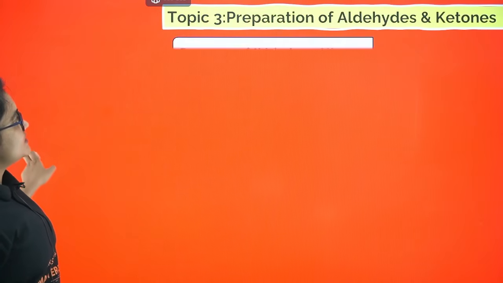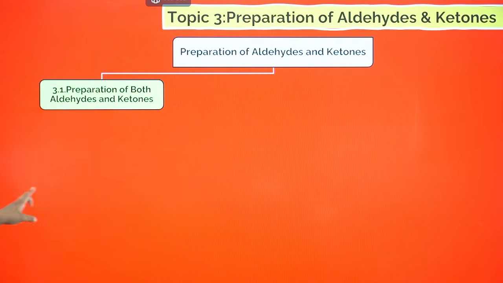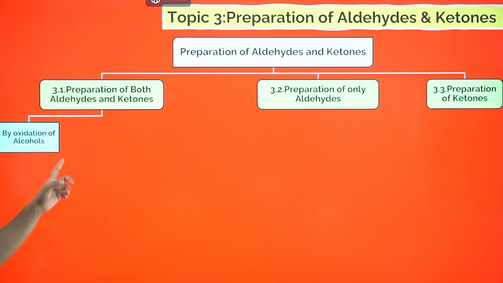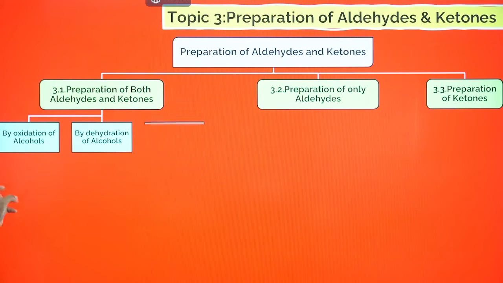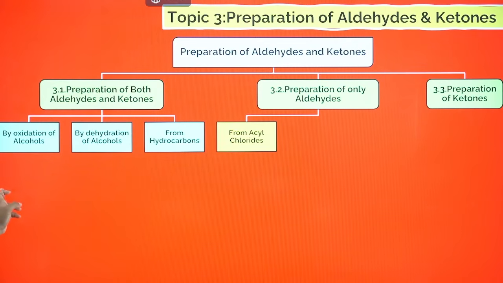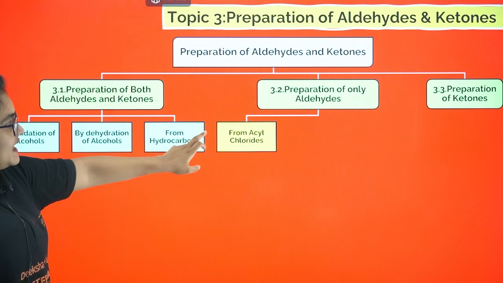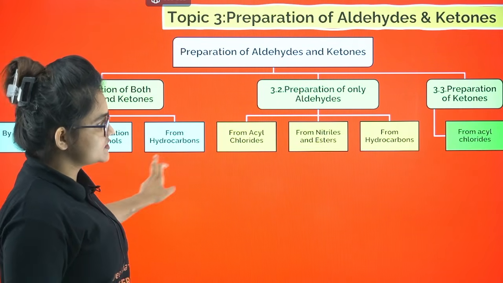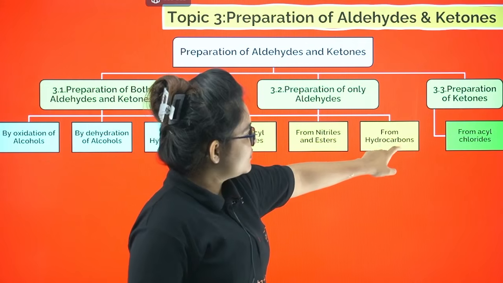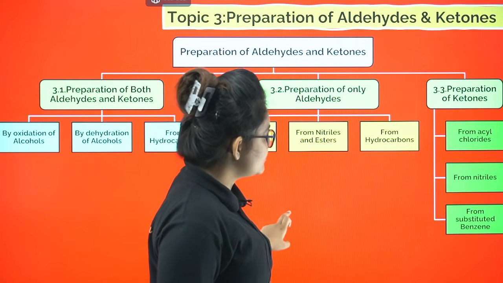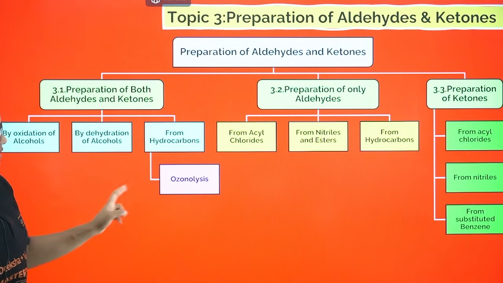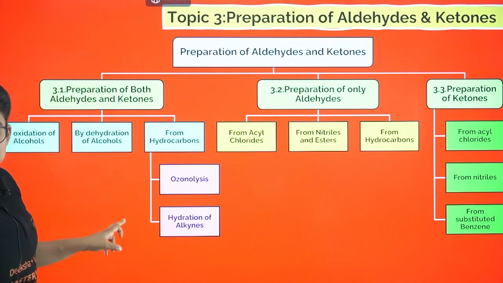Next, here you can see preparation. We will study preparation of both aldehydes and ketones, only aldehydes, and only ketones. For both aldehydes and ketones, we can proceed with oxidation of alcohol, dehydration of alcohol, and from hydrocarbon. For only aldehydes, we will study from acyl chloride, from nitriles and esters, and from hydrocarbons. For only ketones, from acyl chloride, from nitriles, and from substituted benzene. Here, for both aldehyde and ketone, from hydrocarbon we can proceed with ozonolysis and hydration of alkynes.